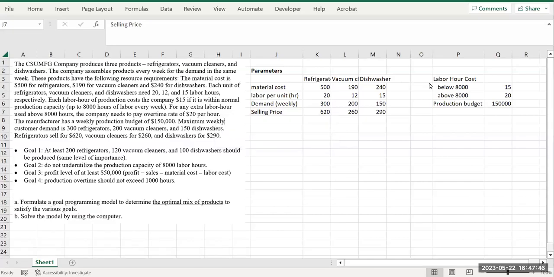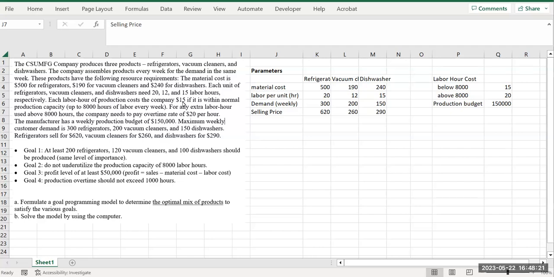Okay, we have a goal programming question here. There's a company that produces 3 products: refrigerators, vacuum cleaners, and dishwashers. For each one of these products, we have the material cost per unit, the labor hours needed per unit, the weekly demand, and the selling price per unit, as you can see here in the description of the question.